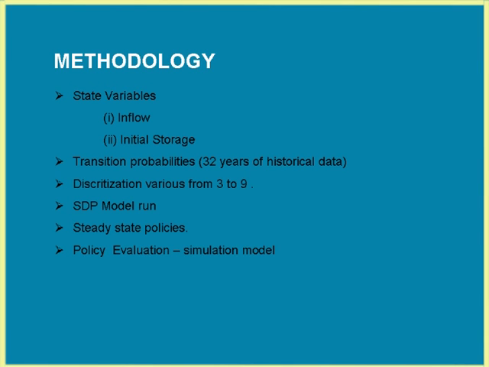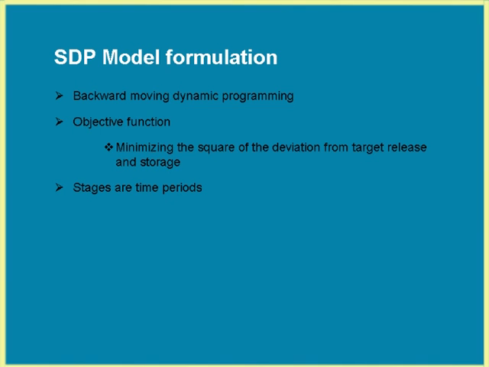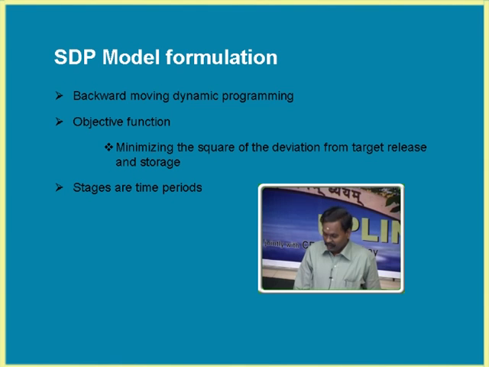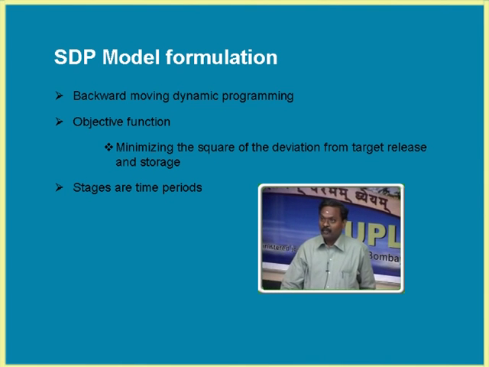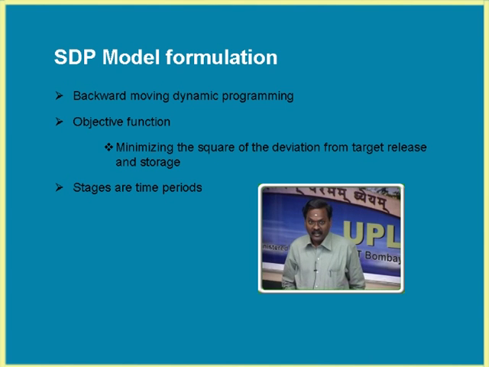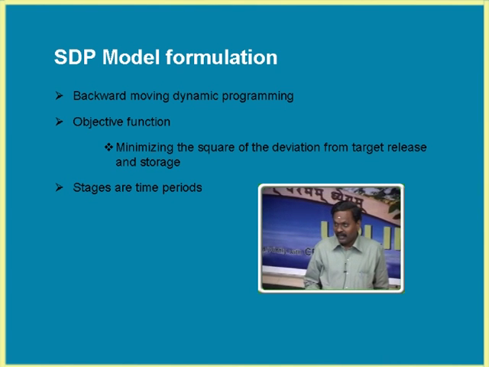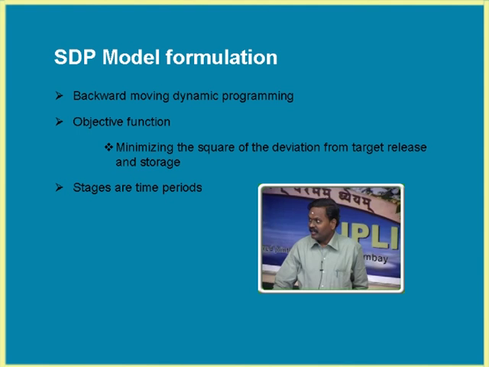Then the methodology of SDP is, we have used the same backward moving dynamic programming. The objective function is minimizing the squared deviation from the target release and storage. And if you see this objective function, this is the fundamental objective function for any DP or SDP model. If you take the books by Loucks, Water Resource Systems Planning and Management, this is the standard objective function.